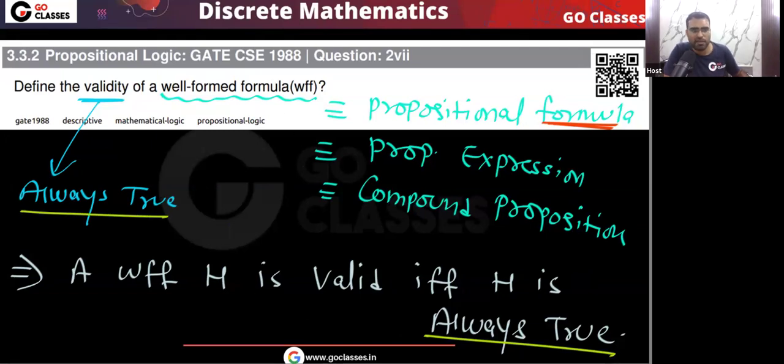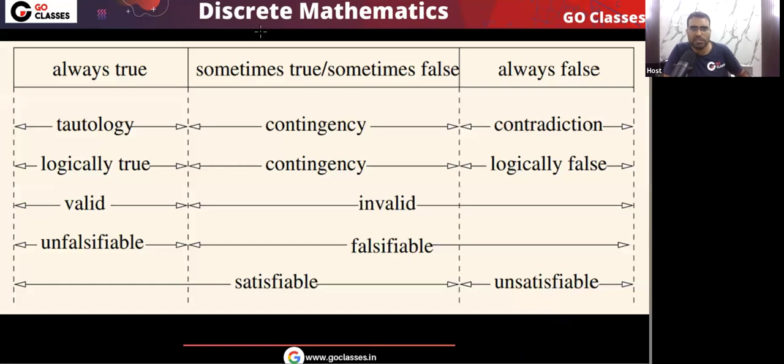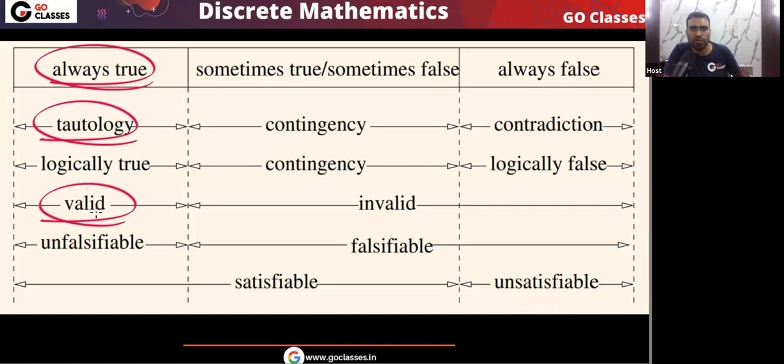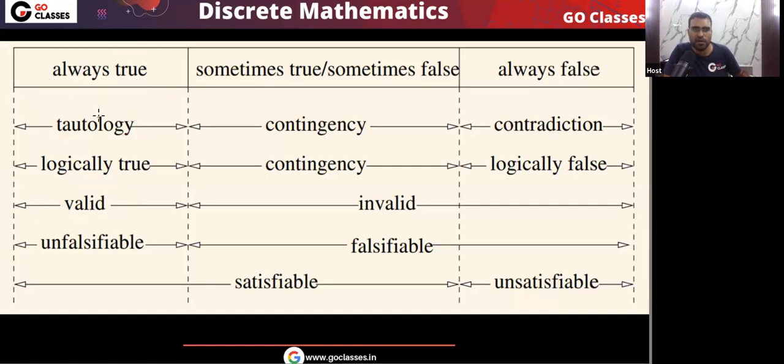So this is the GATE 1988 question. You can see this table. In this table, valid means tautology. Tautology means always true. These things are the same. Tautology means always true, that is the same as valid. This is a beautiful table.